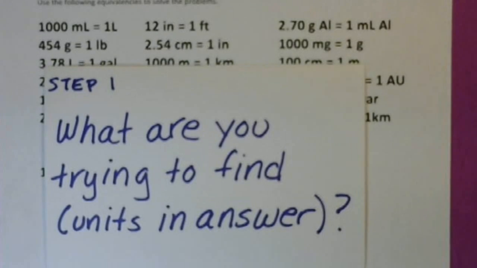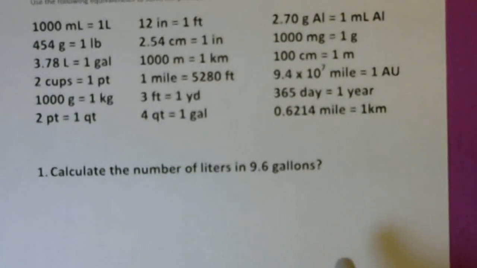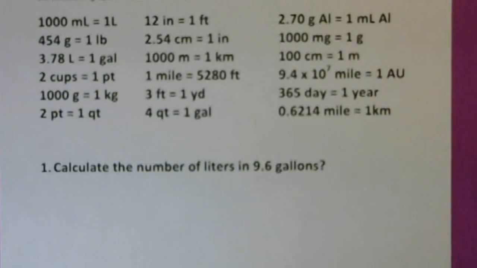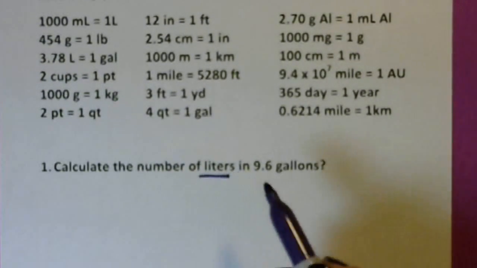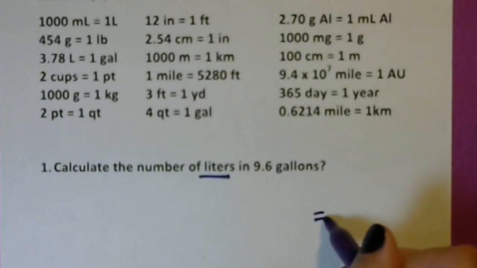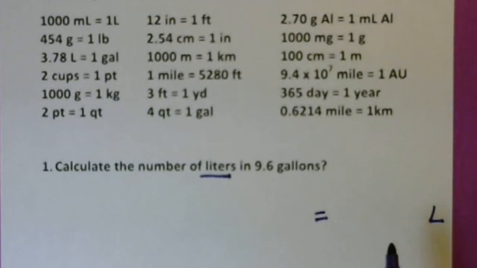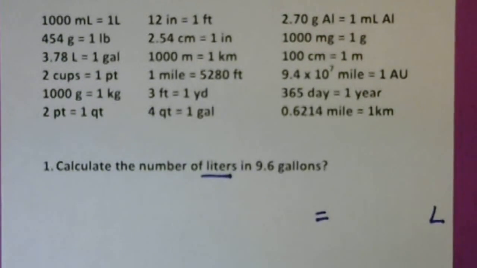Step 1 is, what are you trying to find? What are the units in the answer? You should always know where you're going so you know when you get there. That's kind of my philosophy. So let's look at this problem again. What are we trying to find? Well, we're trying to find the number of liters in 9.6 gallons. So I'm going to put an equal sign and liters so that I know where I'm going, and then I'll remember when I get there. So that's pretty easy, step 1.